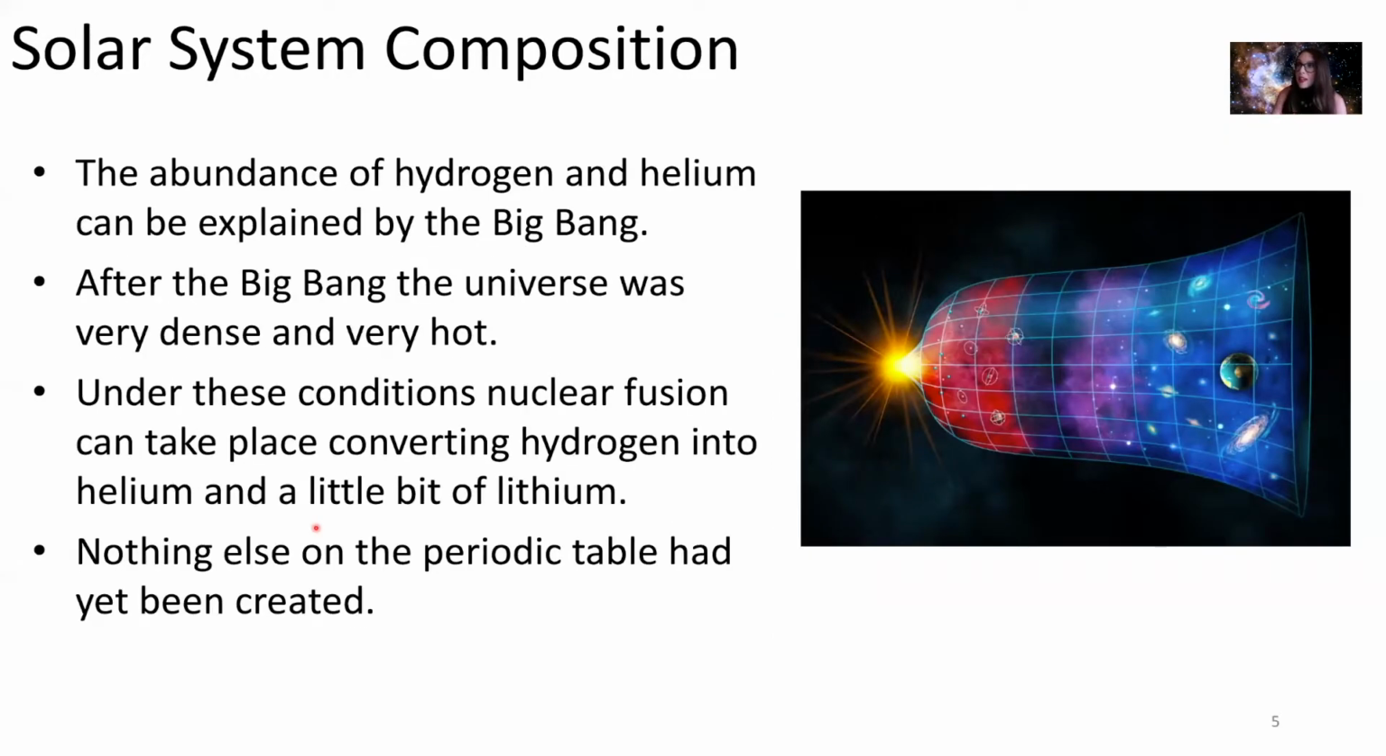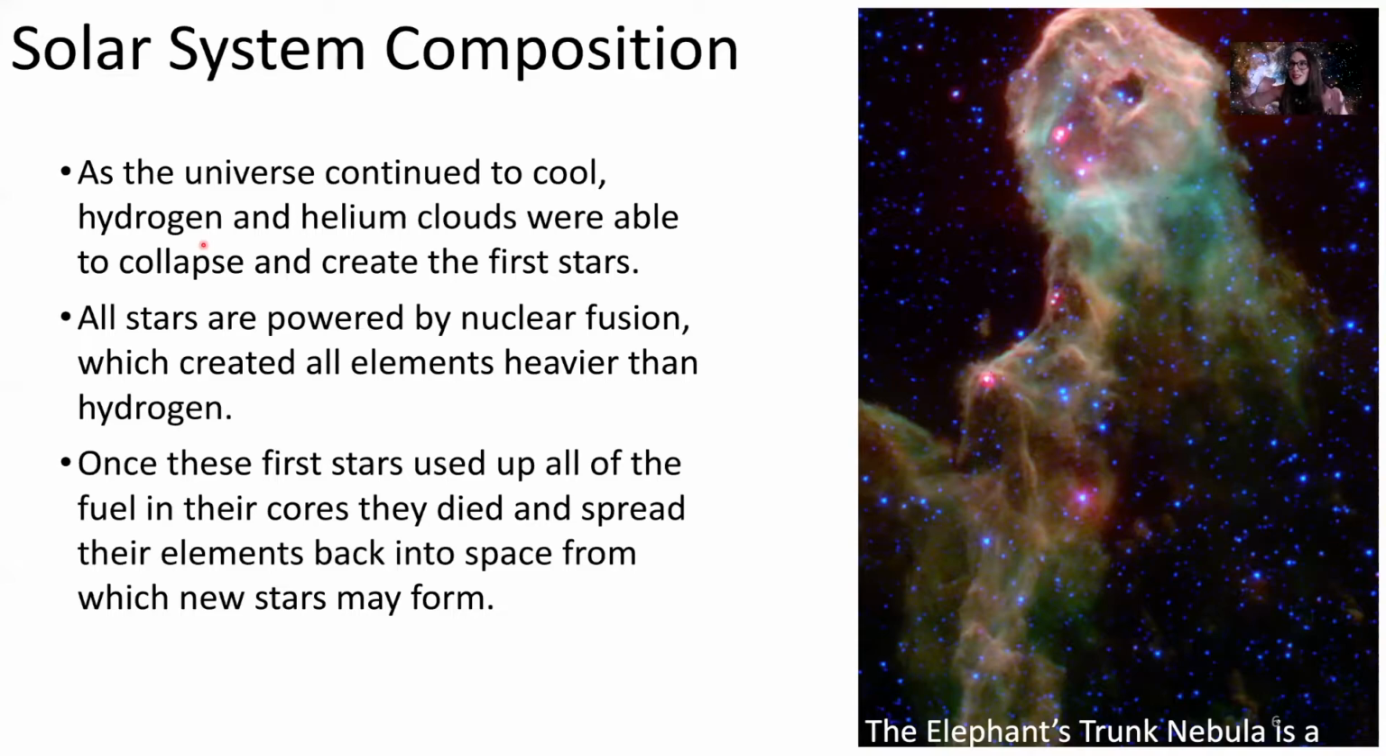In the very beginning of our universe, only hydrogen and helium and a little bit of lithium was there. Nothing else yet on the periodic table had been created. We need other processes. Throughout our universe, there were then clouds of hydrogen and helium.